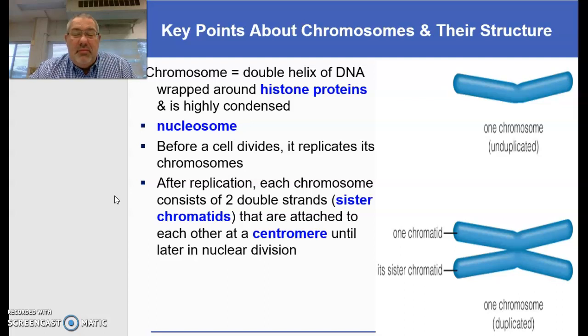Chromosomes are highly condensed, and they are formed from long stringy strands of DNA called chromatin. A unit of histone protein and DNA wrapped around it is called a nucleosome. So nucleosomes are considered to be subunits of chromosomes, building blocks of chromosomes.